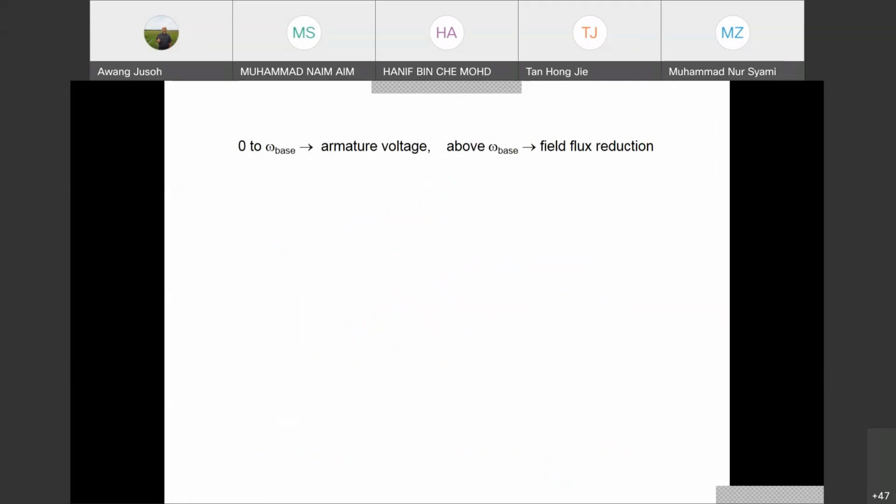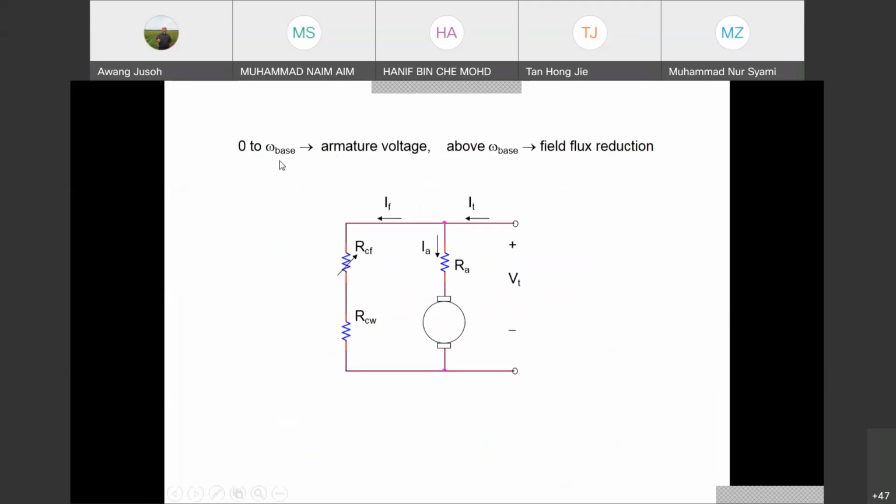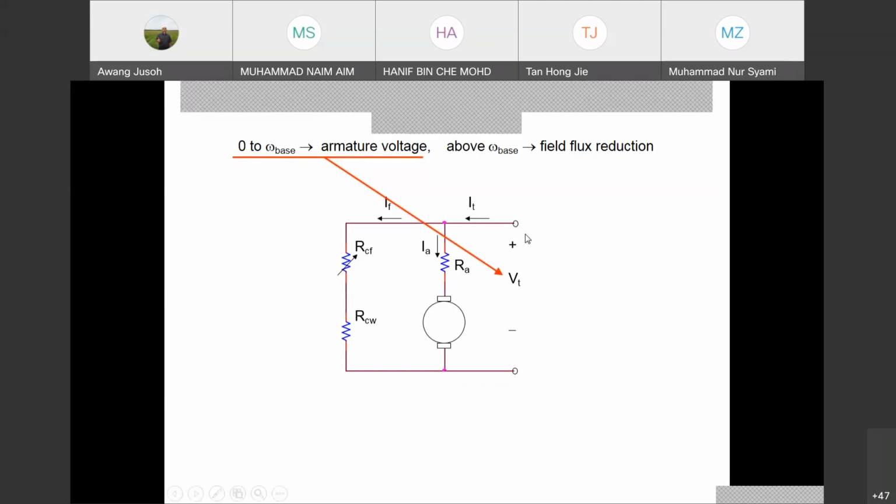Okay, one more slide to show you. Just now, we control 0 to base speed using armature voltage, and above base speed using field flux reduction. So from 0 to base speed we control V terminal. How to control V terminal? If you use a chopper, you control the duty cycle of the chopper. Chopper means DC to DC converter. So we control the duty cycle of the chopper circuit, then we can change the voltage.